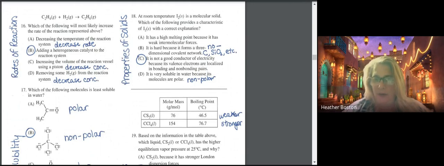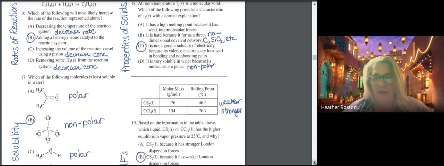It is hard because it forms a 3-dimensional covalent network. That's a network solid. You're going to look for carbon, diamond, graphite, silicon dioxide, stuff like that. That's not a covalent network solid. So you've got to just remember those covalent network solids and have that red flag go off. Those are the ones we're going to be talking about. It's very soluble in water because its molecules are polar. It's not polar. It's nonpolar. So C is the only one that makes sense.